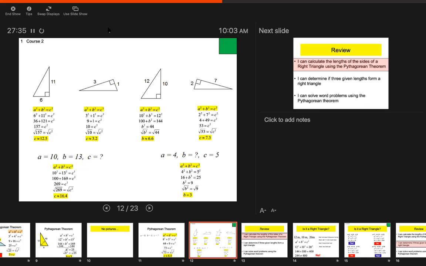Wait, why is there a pattern? Were you here yesterday and paying attention? Yes. No, I know how to do that. Who remembers the other one? It was 3, 4, 5. And what was the other Pythagorean triple? 5, 12, 13. And any multiples of those. So take either one of these and multiply by 2 and you get more Pythagorean triples. Okay?